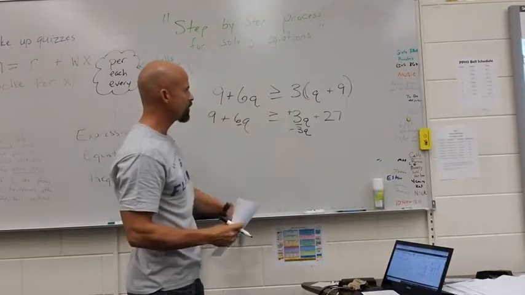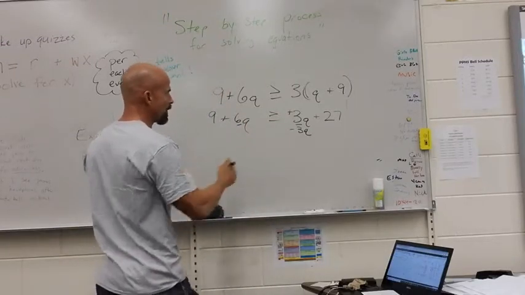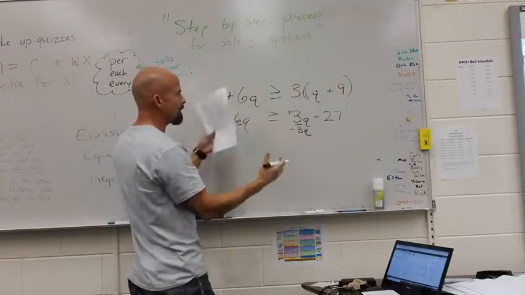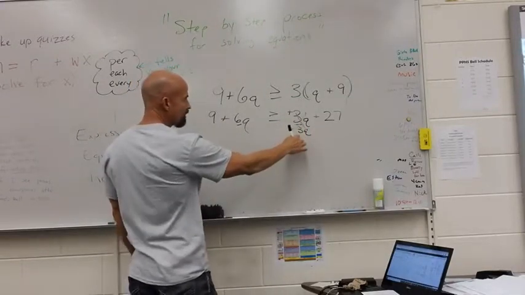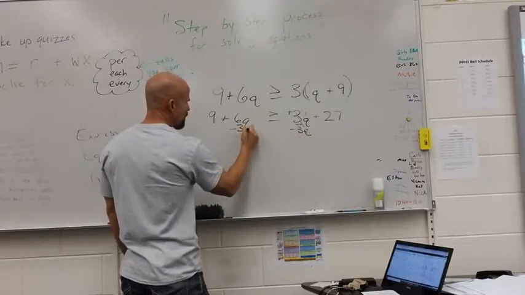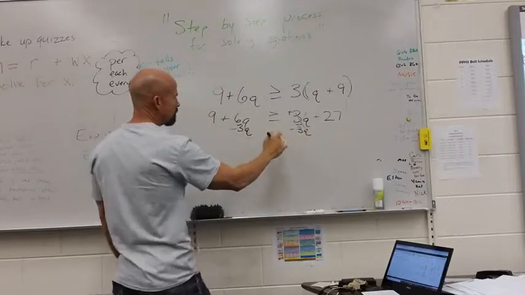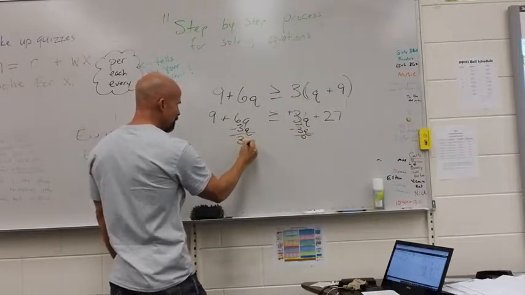If you don't have that on your sheet or in your notes, you need to make sure you have that because I'm getting that mistake a lot. People are putting the same sign. That would just be combining them, not canceling them out. So if I subtract 3q over here, I got to subtract 3q over here. Well, that leaves me with 3q.